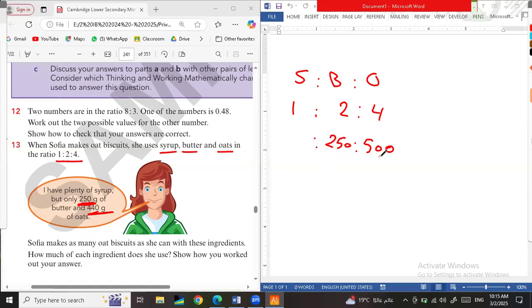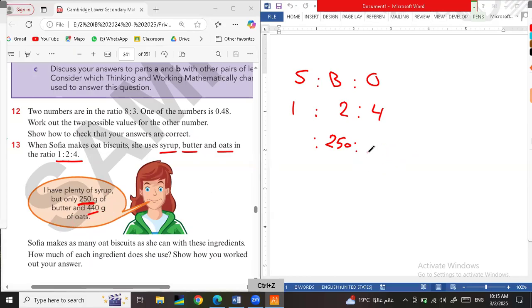But in this way, if you make it 500, this will be a big fat mistake. Why is this going to be a mistake, mister? Simply because she doesn't have 500 grams of oats. She has only 440 grams of oats. So what you have requested over here is not available. So what are we supposed to do?